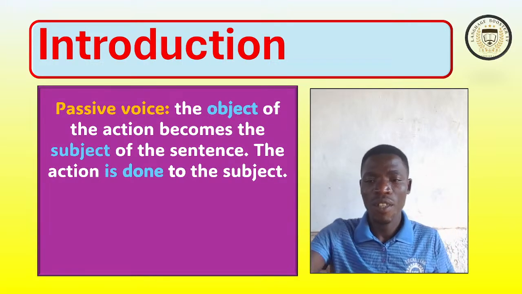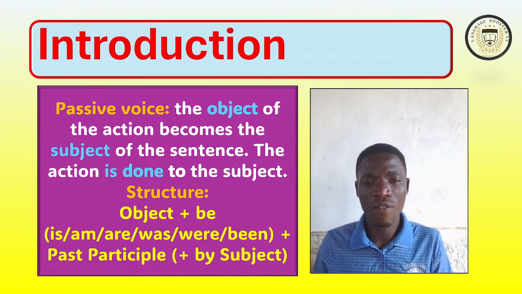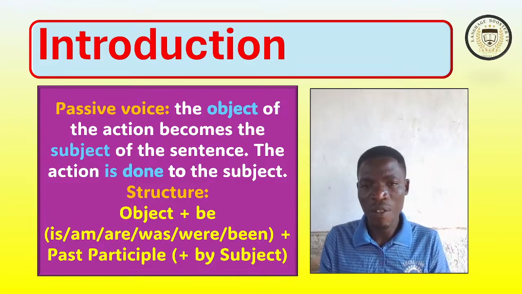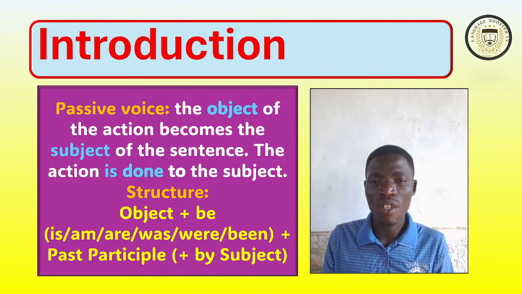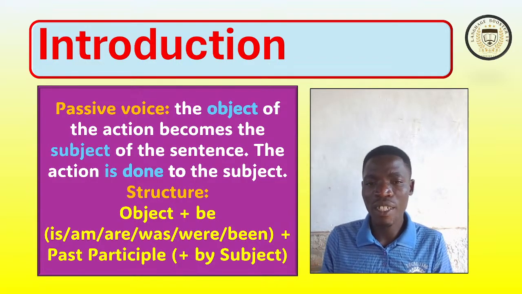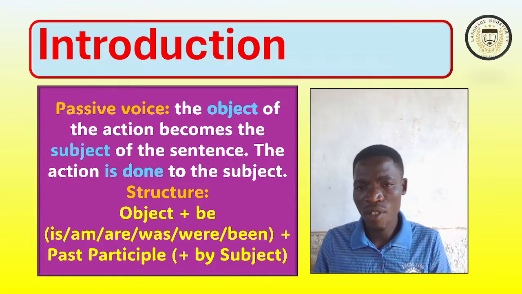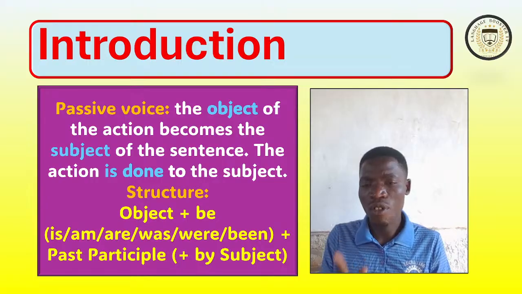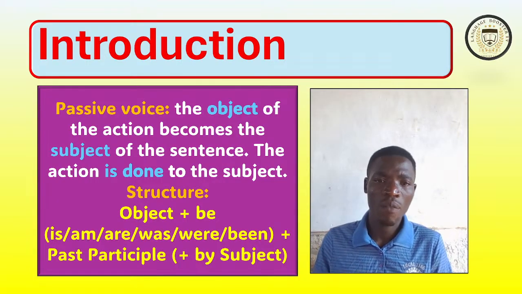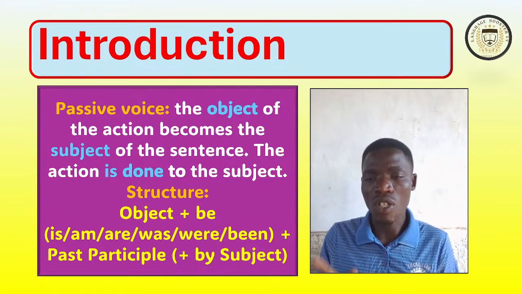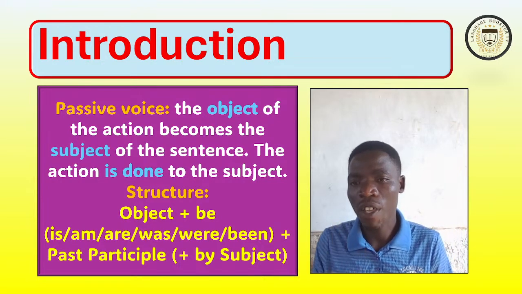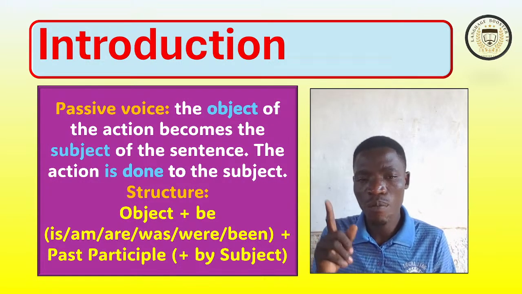All right. The structure of passive voice is object plus be plus past participle. The verb to be is put in any tense, depending on the tense of the action verb. It is very important: passive without verb to be is not passive. You got me? Passive without verb to be is not passive.